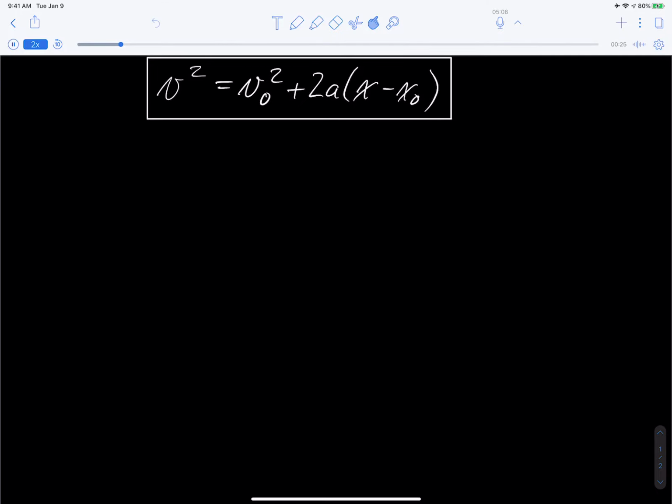Now, usually I'm going to ask questions where you could use this, but you're going to end up using both of the other equations anyway. But this equation takes on a lot more meaning once we start to learn about energy. So I need to show you where it comes from.